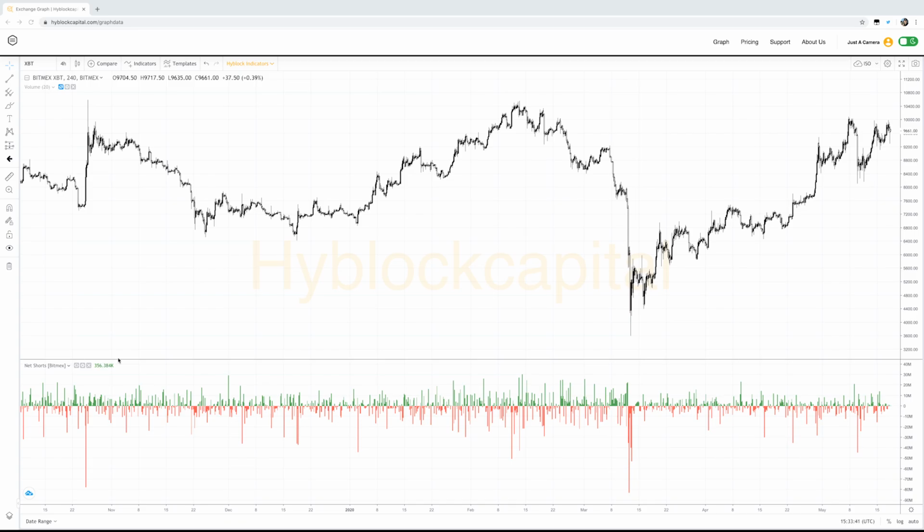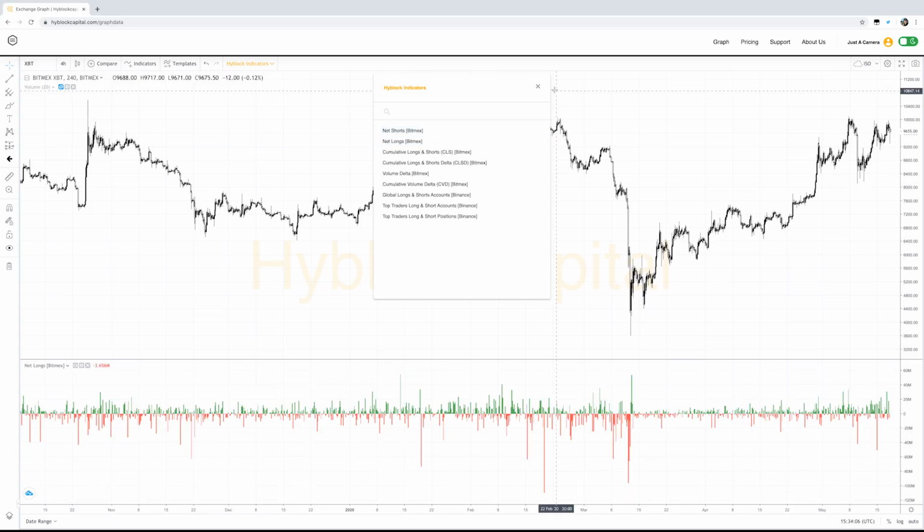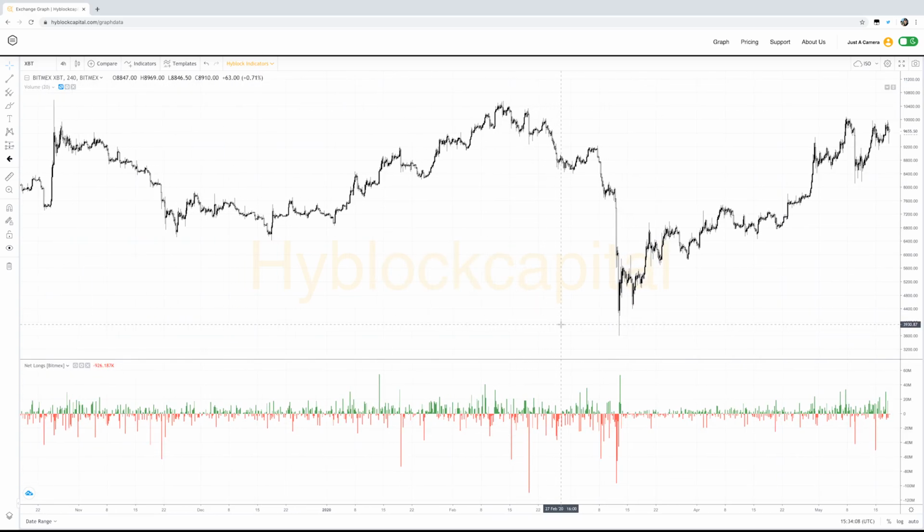Now, if we start to look at what this means, the green is telling us opening and the red is telling us closing. So we can see that we have spikes up here where net shorts, this would be opening, and down here we have closes. Just like net shorts, we also have net longs, and that's going to populate down here.